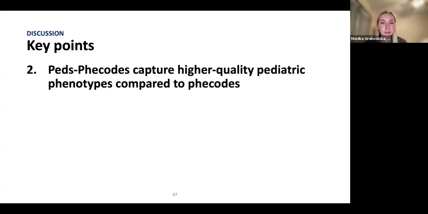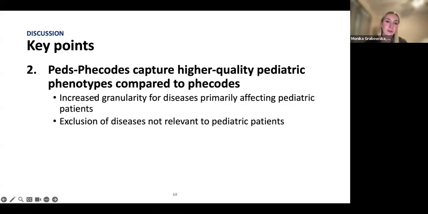We found that our pediatric Phecodes were able to capture much higher quality pediatric phenotypes compared to the original Phecodes, again in terms of this increased granularity for pediatric diseases, as we saw with a lot of the congenital heart anomalies. We were also able to exclude diseases not relevant to pediatric patients, effectively improving the statistical power for detecting meaningful signals in PheWAS as well, since the number of phenotypes is used in the Bonferroni correction for evaluating the signal threshold.